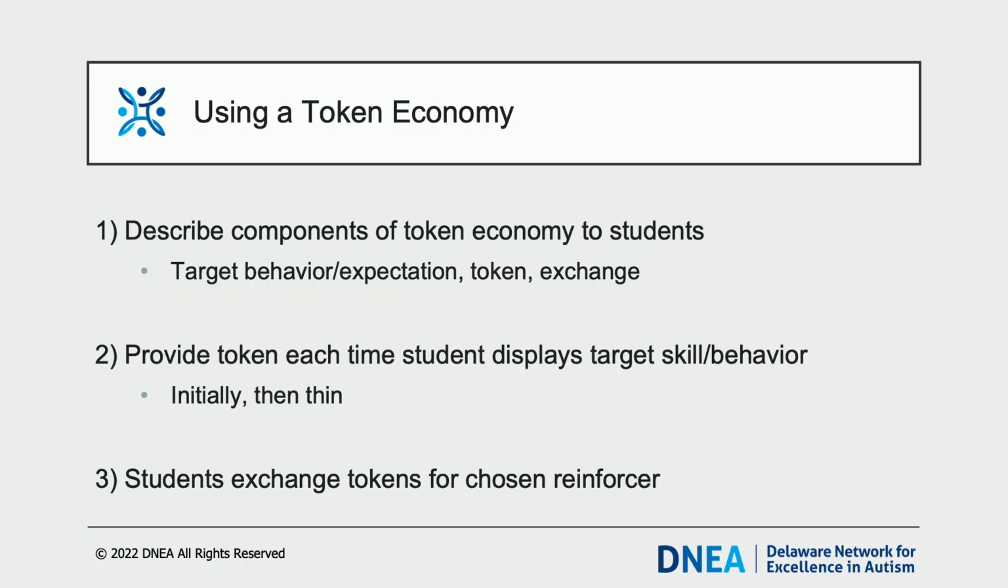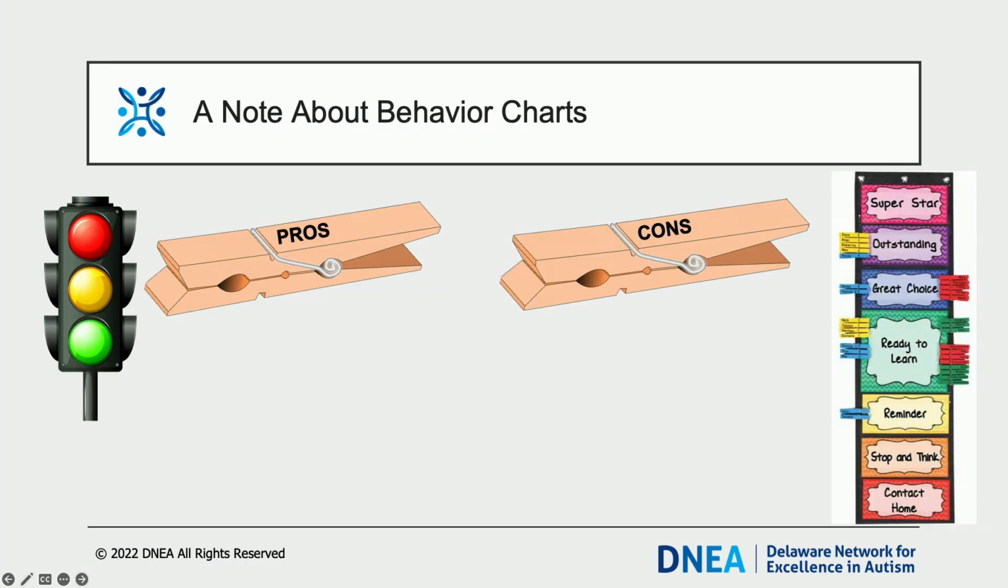Next, provide a token each time the student displays the target skill initially. This is especially important when it is a new behavior and the student is just learning the token economy system. Finally, the students exchange their tokens for the chosen reinforcer. Once the student is familiar with the token economy and has met the goals for skill acquisition, begin to systematically thin reinforcement.